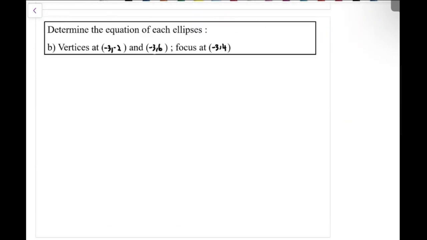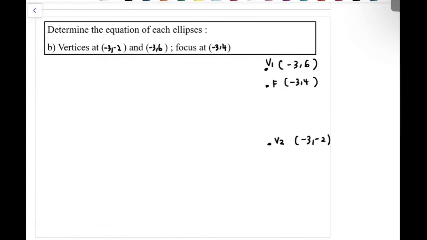We have vertices at -3, -2 and -3, 6. Okay, I try to plot the points. So first one, the vertex we have at -3, 6. Second one will be at -3, -2. After that, we have a focus here at -3, 4, somewhere here. -3, 4 is our focus. So from here, we have to find the equation of the ellipse.